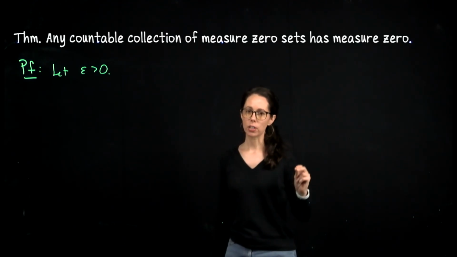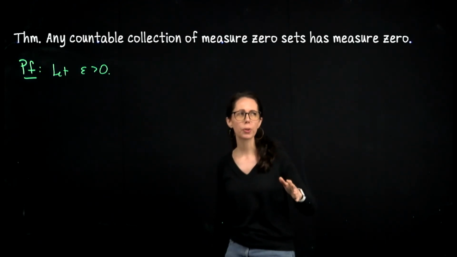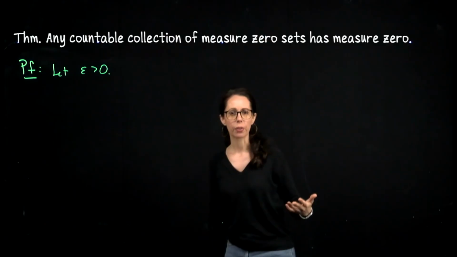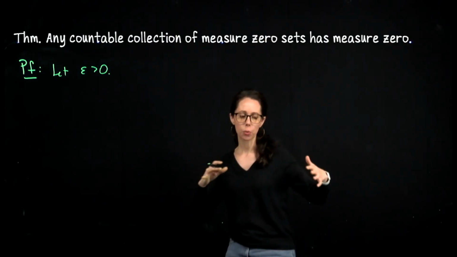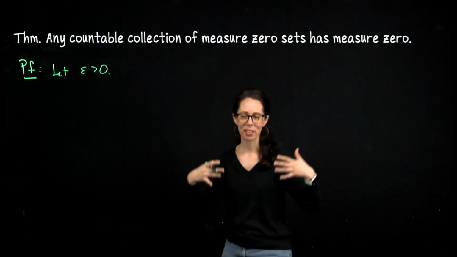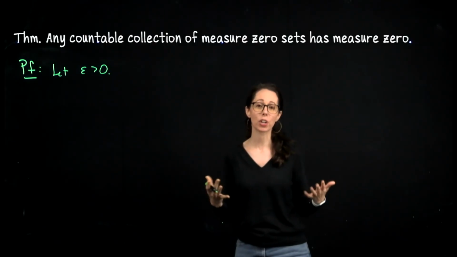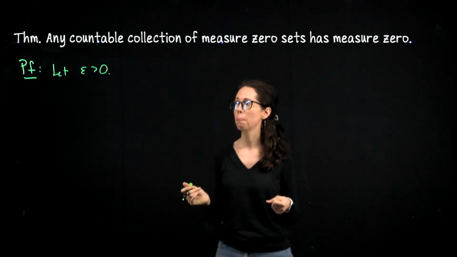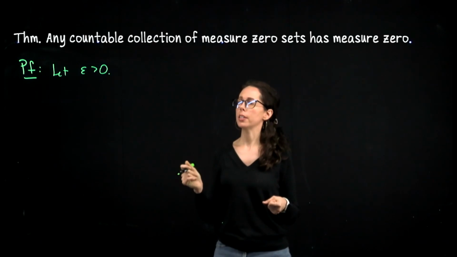I wanted to start by just looking at the rationals because that proof gets us ready for this proof. In fact, you'll see looking at the two proofs together that there's a theme there. There's an attack strategy that you can have if you're trying to manually show that something has measure 0. Okay, so let epsilon be greater than 0.